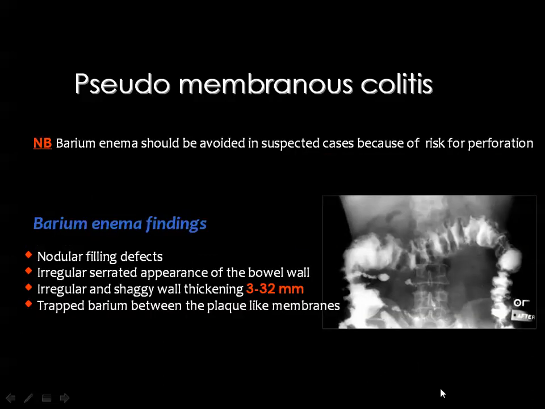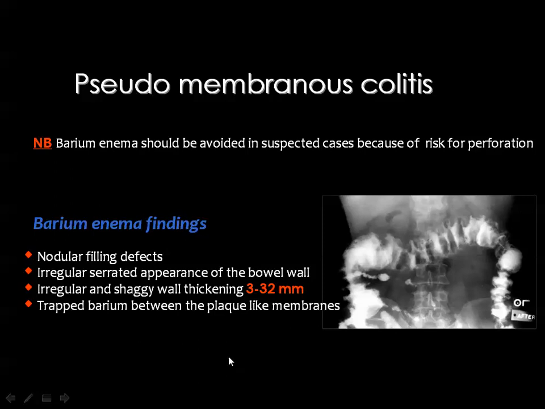Actually, it is not recommended to perform barium enema for patients suspected to have pseudomembranous colitis because of the risk of perforation. And you know, the colonic wall is inflamed and friable, and it may rupture. However, if barium enema is performed, you may see nodular filling defects, but more important, you see significant mucosal thickening, as you can see here, and also you see appreciable thickening of the affected segment of the colon.